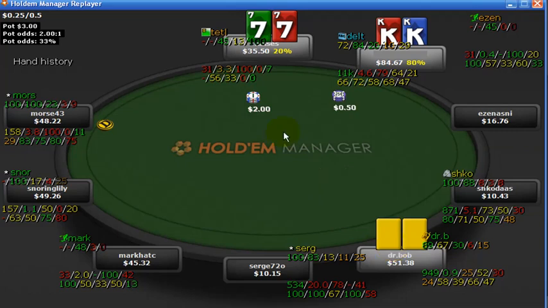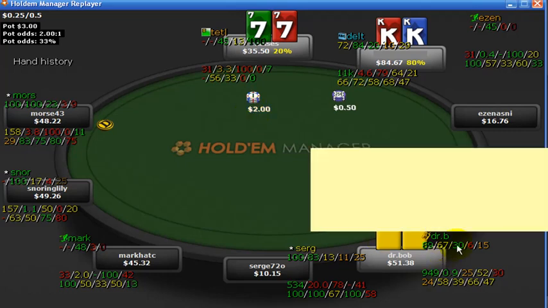He raises it up four times to isolate this guy. The standard textbook isolation raise would be four times the big blind plus one per limper, so it should have actually been 250. But again, if you're just doing your standard bets to four, this guy's going to fold it out quite a lot.